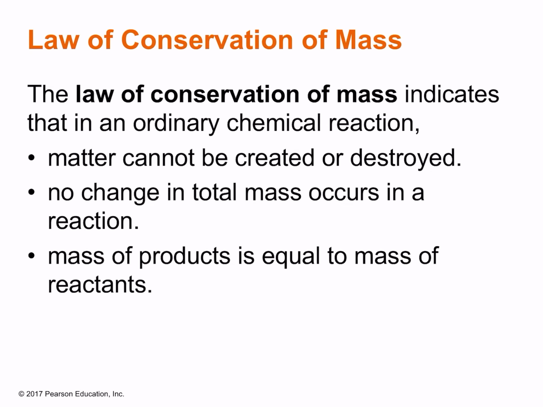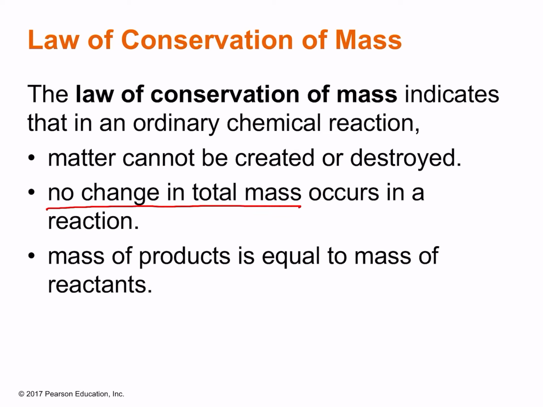So stoichiometry has to do with the law of conservation of mass. We talked in Chapter 8 about the law of conservation of matter, which was that matter can't be created or destroyed, which is why we have to balance chemical reactions. The law of conservation of mass tells us that in an ordinary chemical reaction, matter can't be created or destroyed, which means that there's no change in mass during a reaction.